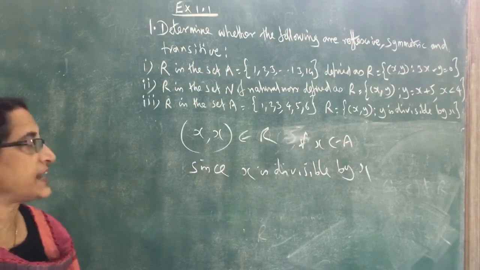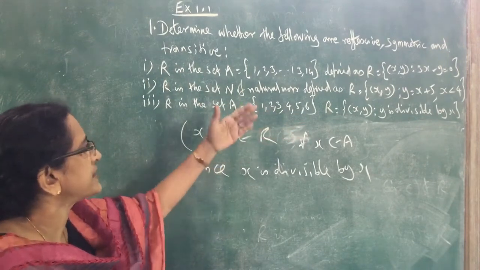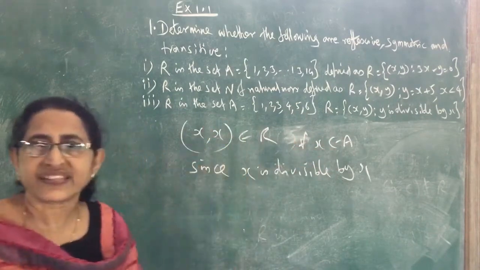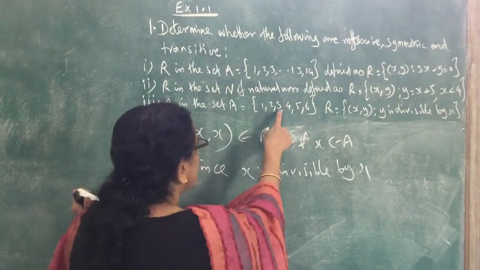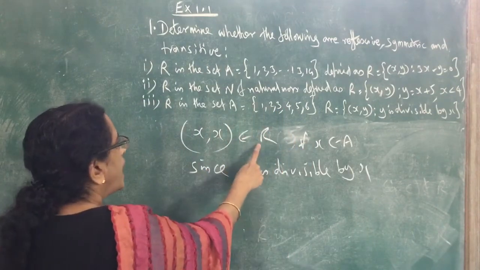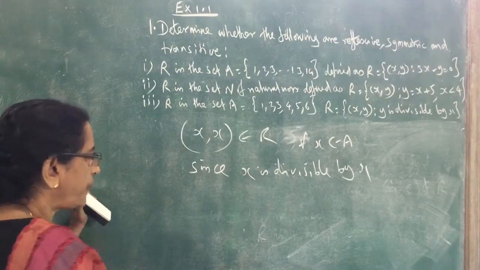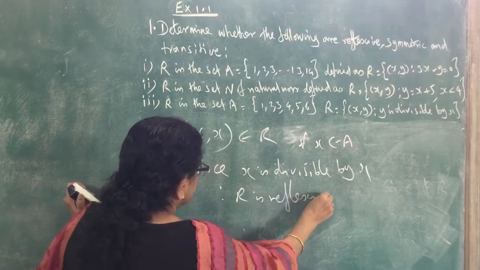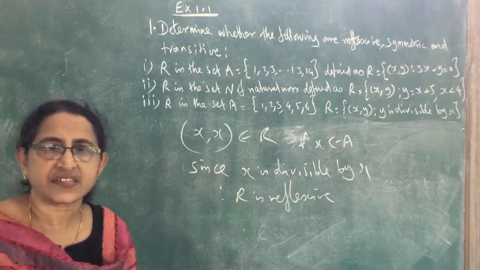So what we can say, if you consider any element of A, 1, 2, 3, etc., (1, 1) is an element of the relation, (2, 2), (3, 3), all such elements are there in R. Therefore, for every x belongs to A, (x, x) belongs to R, since x is divisible by x. Therefore, R is reflexive. Now we will do the next in the next session.